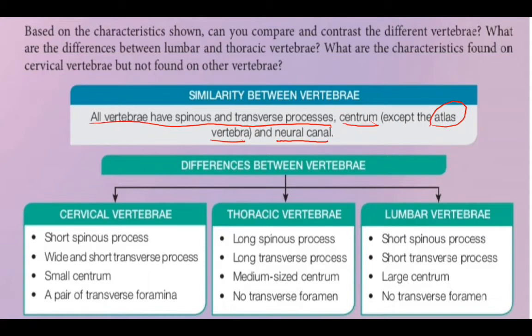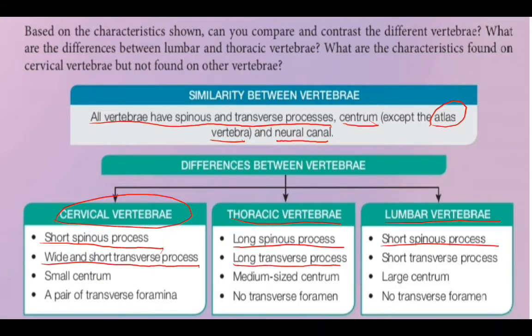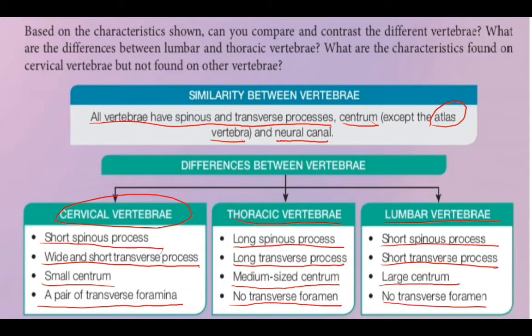The difference between vertebrae: for cervical vertebrae, short spinous processes; thoracic, long spinous processes; lumbar, short spinous process. Cervical vertebrae, wide and short transverse process; thoracic, long transverse process; lumbar, short transverse process. Cervical vertebrae, small centrum; this one medium-sized centrum, this one large centrum. Cervical, a pair of transverse foramina; this one no transverse foramina, this one also no transverse foramina. So ini perbezaan di antara vertebrae, tulang-tulang belakang.